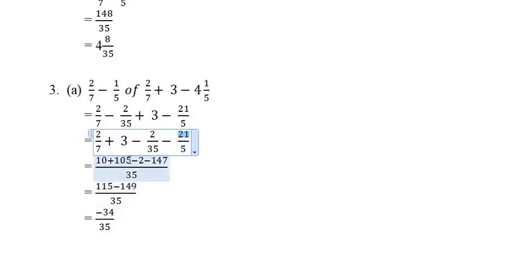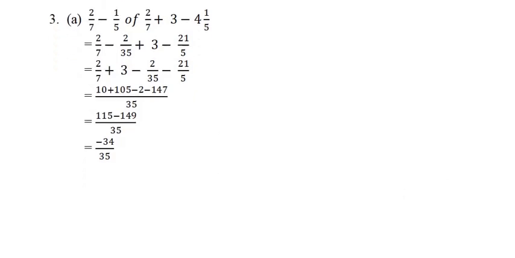So you simply add these positive numbers, 10 plus 105, it will be 115. And you can simply add these two negative integers, it will be 149. So ultimately you will get your answer as minus 34 by 35. You can include this minus sign out here in the middle, if you want. So this is how you solve question number 3A. Now let us have a look at question number 3B.